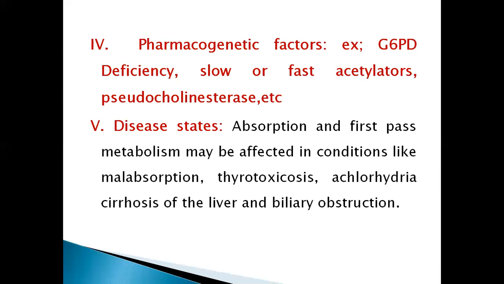Pharmacogenetic factors. Genetic factors may influence drug absorption. In pernicious anemia, vitamin B12 is not absorbed from the gut due to lack of intrinsic factor. Likewise, there may be examples like G6PD deficiency, slow or fast acetylators, and some patients with pseudocholinesterase or inactive cholinesterase. Disease states may affect absorption and first pass metabolism in conditions like malabsorption, thyrotoxicosis, achlorhydria, cirrhosis of liver, and biliary obstruction.